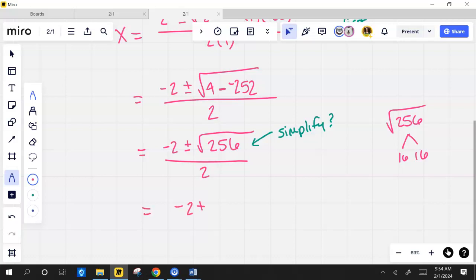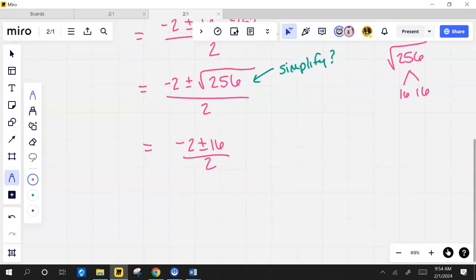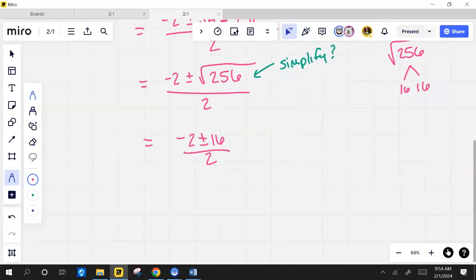So I got -2 plus or minus 16 over 2. If you get in this situation where your radical disappears, I want you to simplify this into 2 different answers because I need you to understand that you're still getting the 2 answers. That's what plus or minus means. So answer number 1 is -2 plus 16 over 2. And answer number 2, -2 minus 16 over 2. Does that make sense?